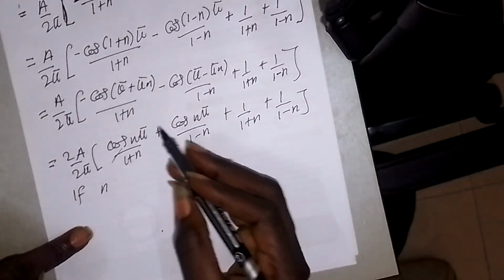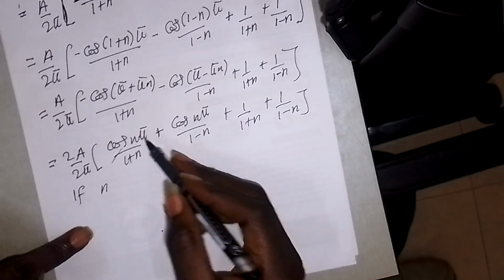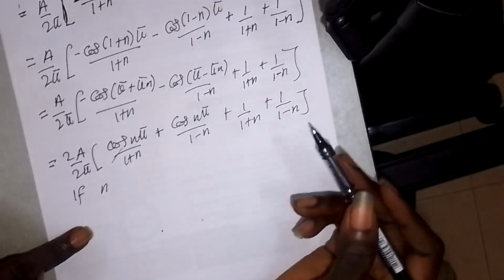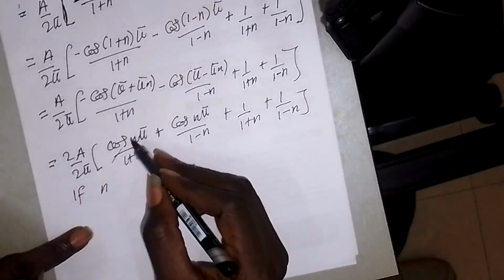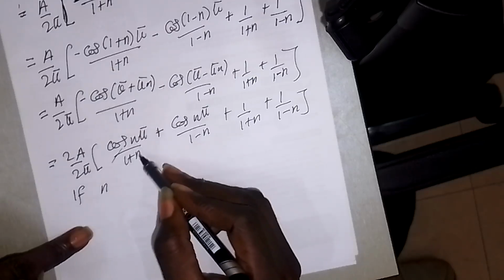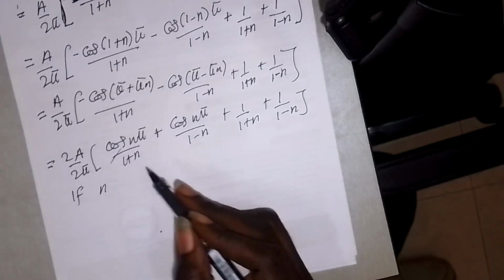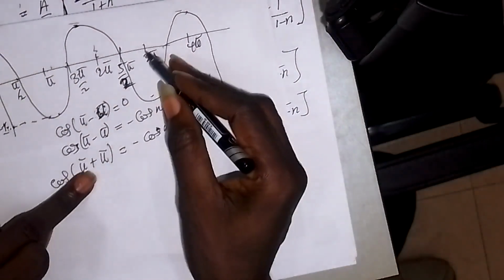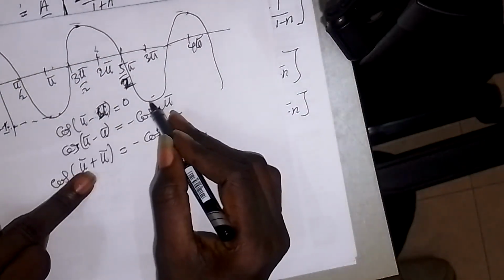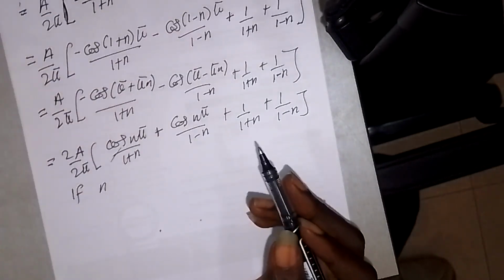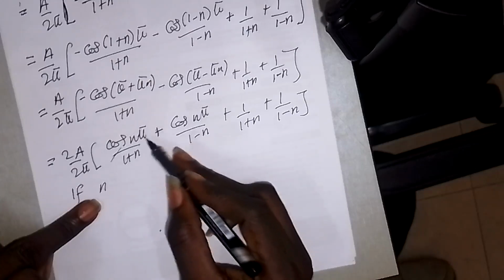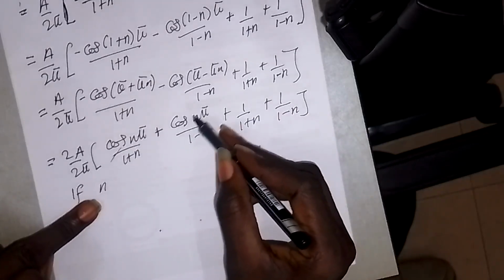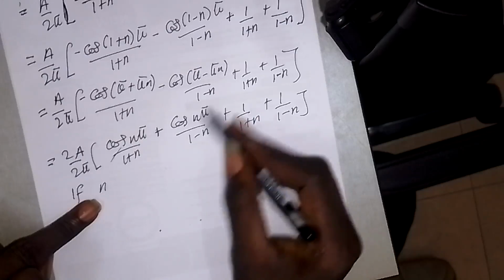Okay. Let's put 2 inside. If we put 2 inside, you have cos 2 pi, which will be 1 over 1 plus n. Here, if you put 2 here, cos 2 pi, 1 over 1 minus n. Okay. Let's put 3 here. You get cos 3 pi over 1 plus n. What is cos 3 pi? Cos 3 pi is minus 1. How do you know? You see the value is coming to minus 1. So if you put 3 here, you get minus 1 over 1 plus n. This one will cancel this one. Cos 3 pi here will be minus 1 over 1 minus n. This one will cancel here.